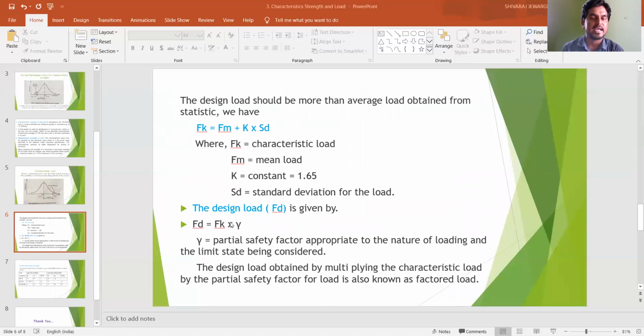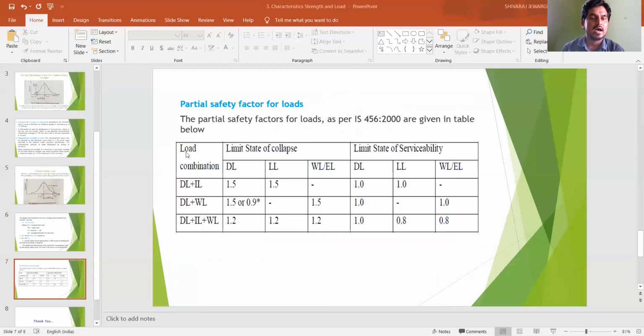Finally, the design load is calculated by multiplying the characteristic load by the partial safety factor, where Fd is the design load, Fk is the characteristic load obtained from this, and gamma is the partial safety factor for the load. Again, the partial safety factor for the load is taken from IS 456. There is one table given in IS 456, which is to be referred to for the factor of safety for the loads.